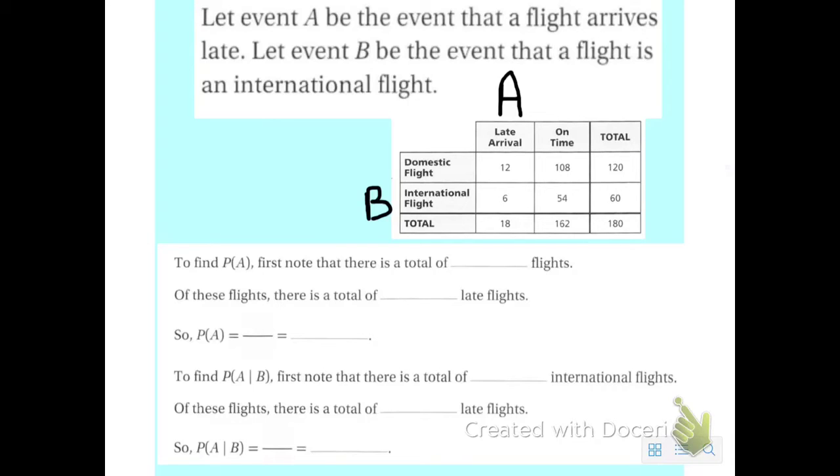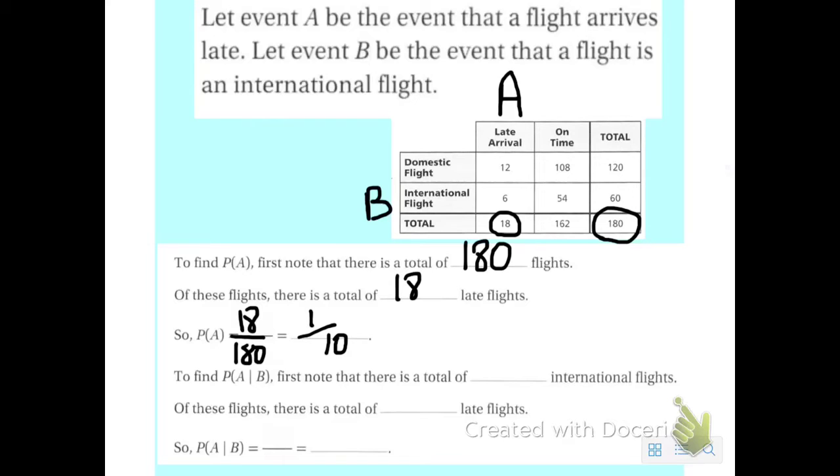To find the probability of A, first we need to find out the total of flights. In the table, the grand total right here is always in the corner. So there's a total of 180 flights. Next, of these flights, there is a total of how many late flights? Well, late flights is our event A, so if we go to the total column, that would be 18 late flights. So the probability of A, a late flight, would be 18 late flights out of a total of 180 flights. So 18 over 180, which reduces to be 1 over 10.